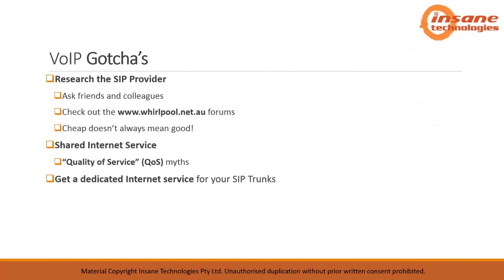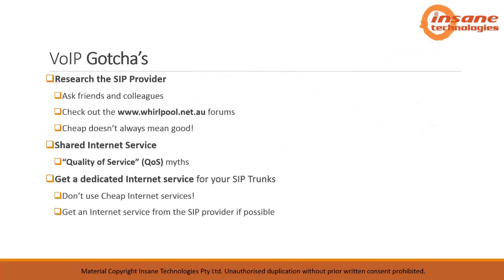So get a dedicated internet service for your SIP trunks. If you do that, you'll generally have a really good VoIP experience. We've been running VoIP now for, I think, somewhere between 6 and 8 years, and we don't use standard lines at all anymore. Don't use a cheap internet service. If you're going to go out there and get some $30, $40, $50 a month internet service, then you can expect probably to have fairly pathetic VoIP results as a byproduct.